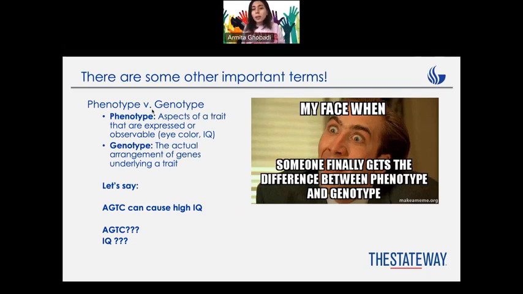So genotype can be like AGTC, but phenotype can be something that you can see. For example, you can see or measure IQ. You can see or measure eye color. It can be phenotype, something that you can see. Genotype is just something inside the body. You have to go to some lab and do the experiment to see if eye color is based on AGTC or ACTG or something like that. So again, here we have AGTC.